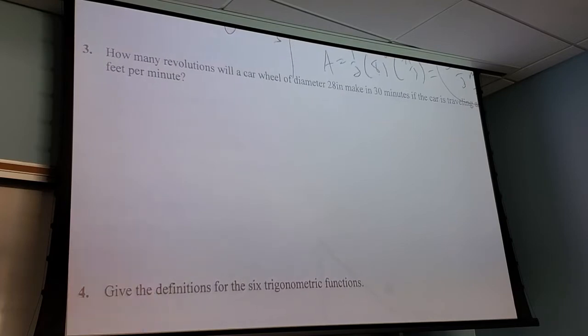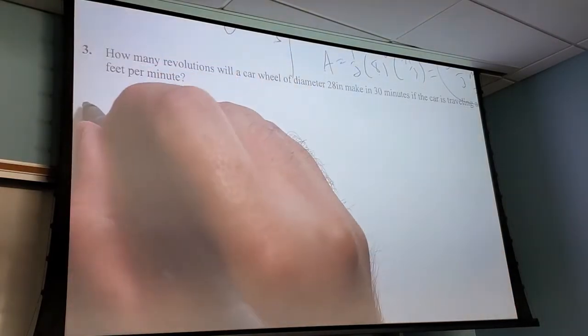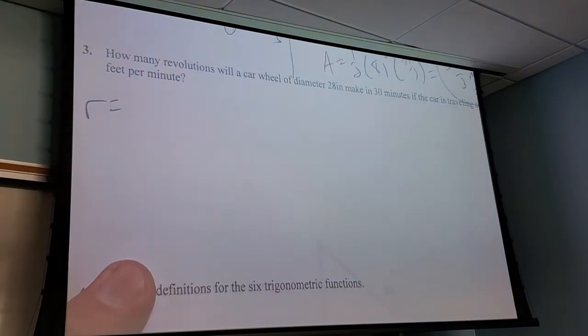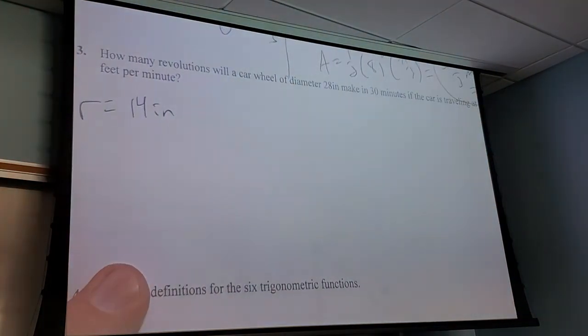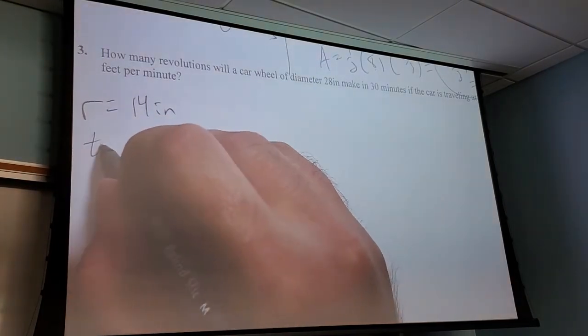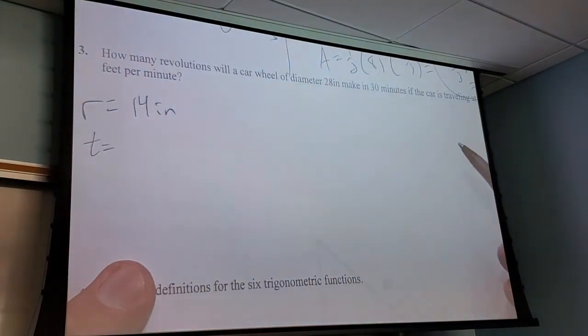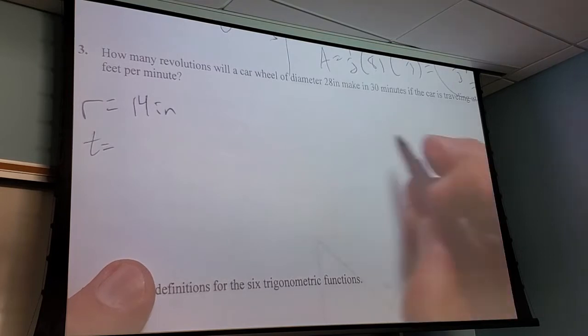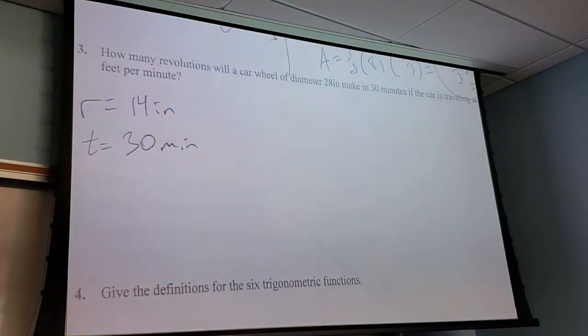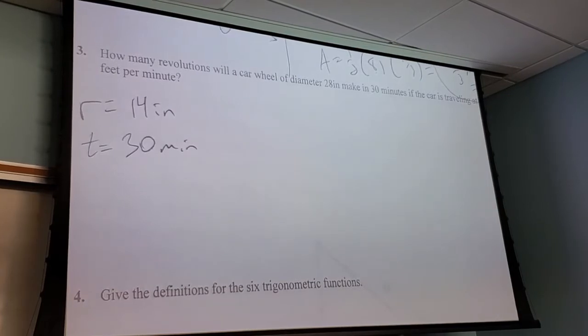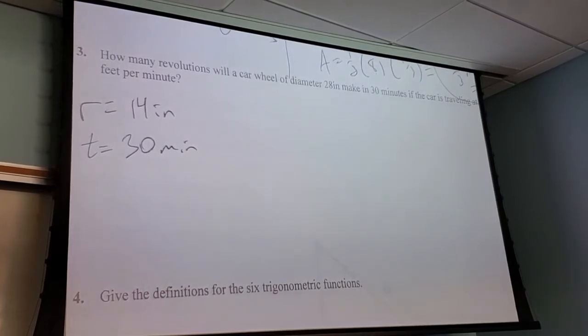Okay. So let's identify everything we know. Somebody help me out. What is the radius? 14 inches. What's the time? 30 minutes. So do you see what I'm doing right now? I'm just collecting everything they threw at me, and I'm identifying what variable it is, because I know I'm going to want to use several formulas. So I have to know what to put in there.